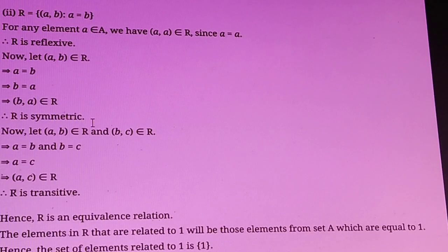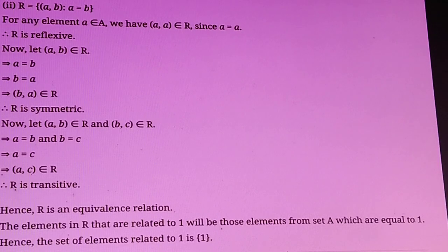So R is symmetric. Now consider (A, B) belongs to R and (B, C) belongs to R. A is equal to B and B is equal to C. Therefore A is equal to C. So (A, C) belongs to R, hence R is transitive. Hence we can say that R is an equivalence relation, and elements related to 1 will be those elements from set A which are equal to 1. Hence the set of elements related to 1 is {1}.